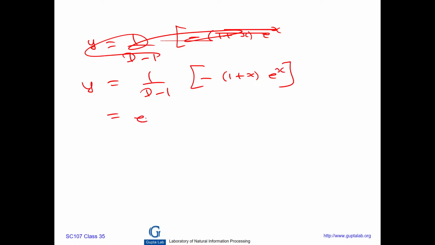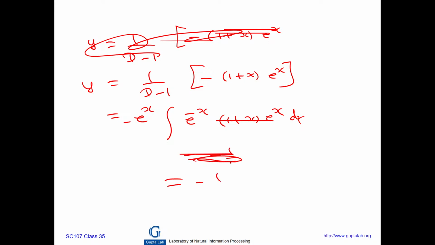So this is nothing but integration e raised power minus x times (1 plus x) e raised power x dx, and then simplification gives you minus half times (1 plus x) whole square times e raised power x, right? All these integration steps I am just leaving for you.